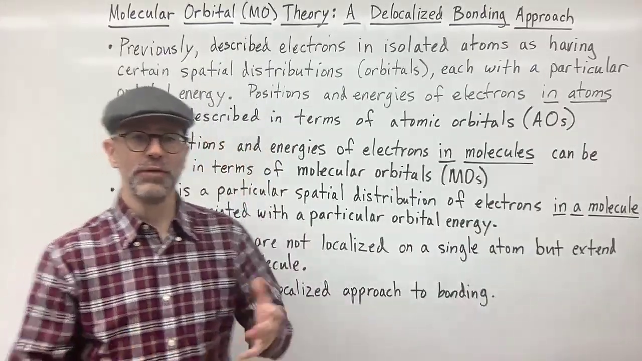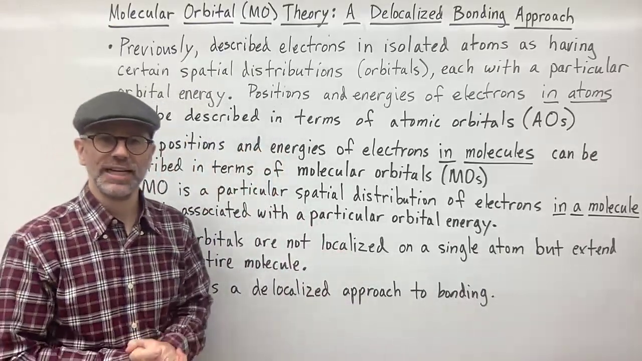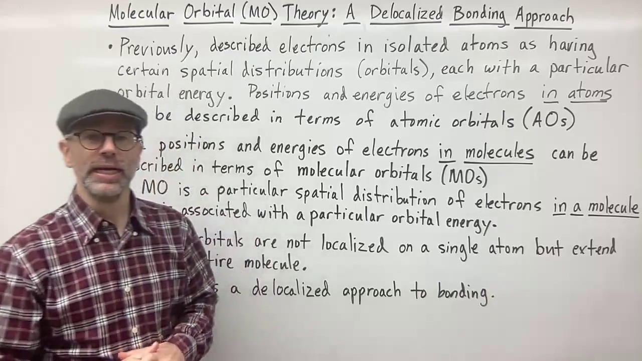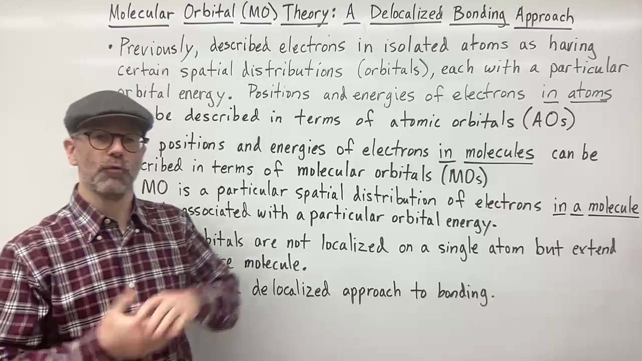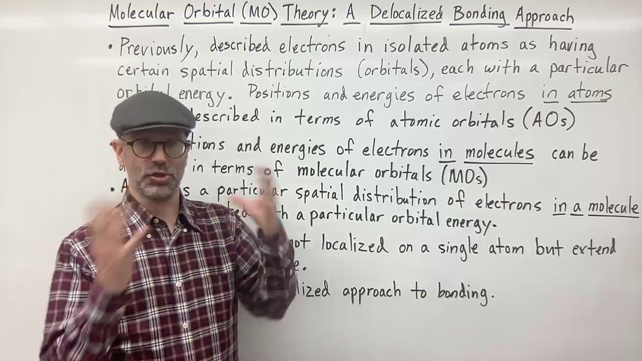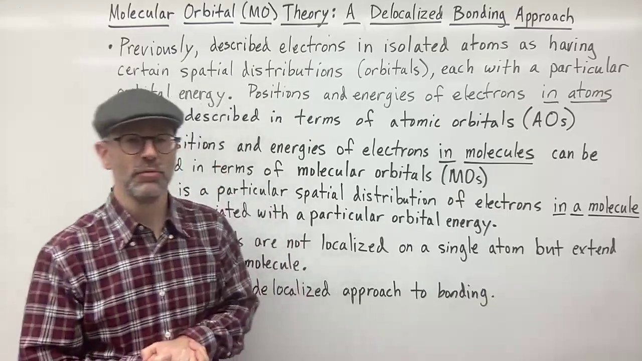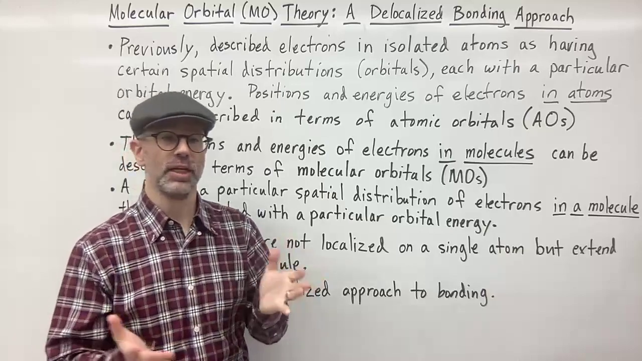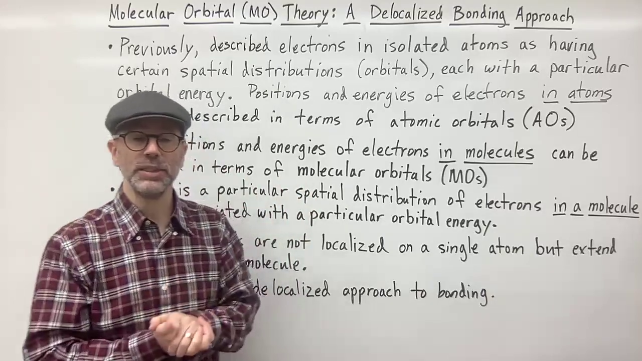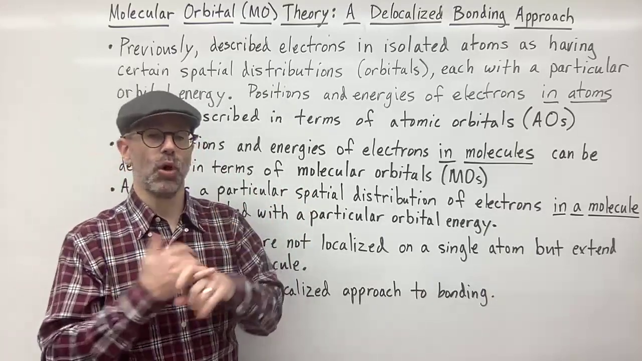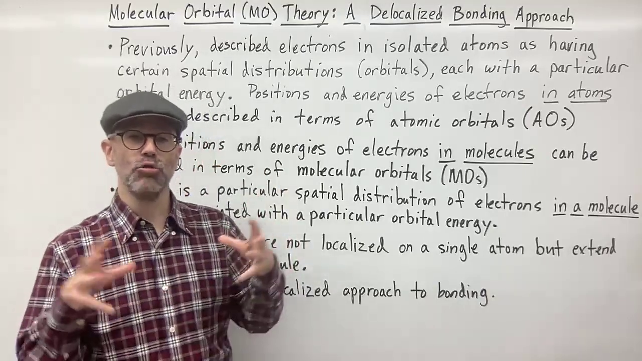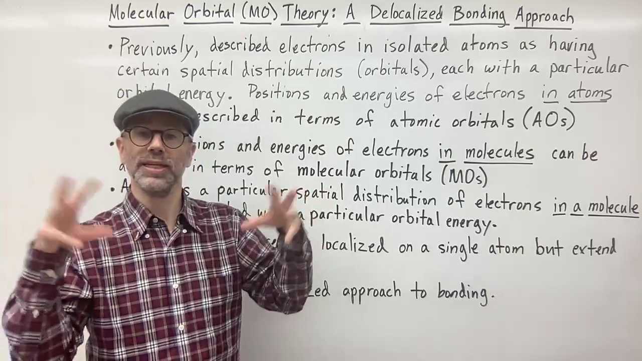Okay. So previously, we described electrons in isolated atoms as having certain distributions or orbitals, each with a particular orbital energy. So, for example, if you have a nitrogen atom, then you have a certain number of electrons in the nitrogen atom, right? So let's say 7 electrons. Those electrons are in different energies, different spatial arrangements. You have them in the 1s orbital, the 2s orbital, and the 2p orbital, and so you fit those in. And so those orbitals belong to the nitrogen atom.